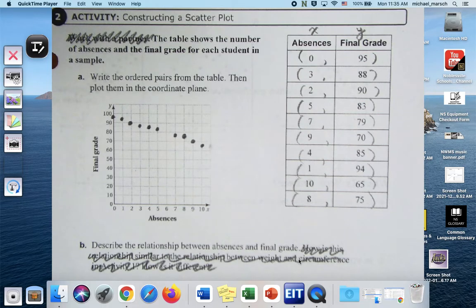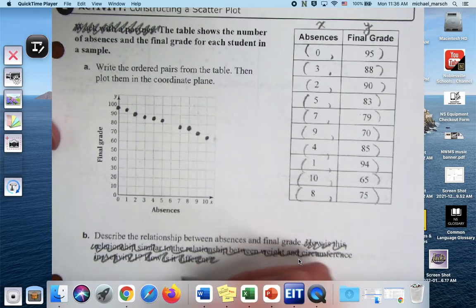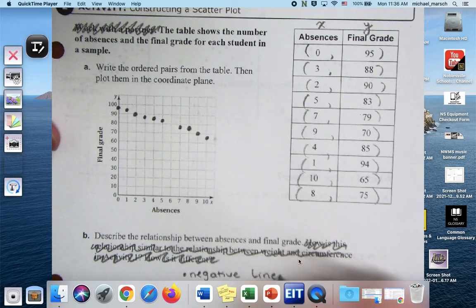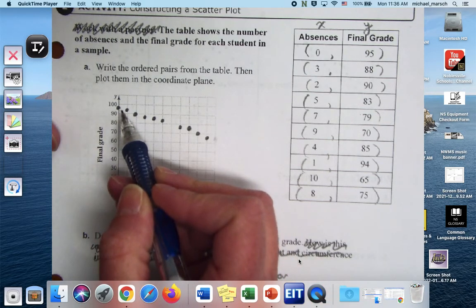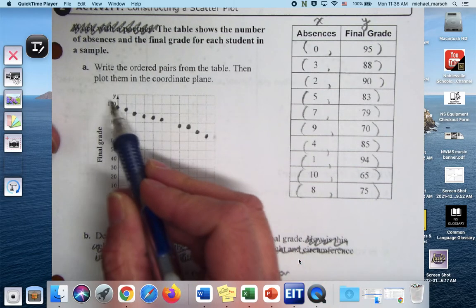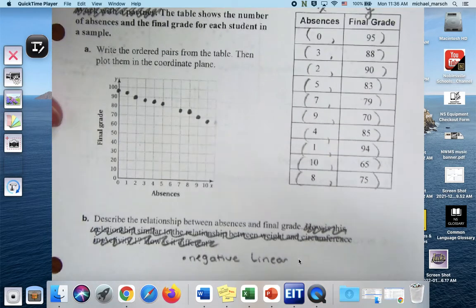Any questions about our scatter plot? No? Okay, so describe the relationship. What's happening here? Decreasing. It's decreasing. The more absences, the lower the grades. Yeah, so it would be considered negative linear because we could take a ruler and draw a line that's really close to all these points.